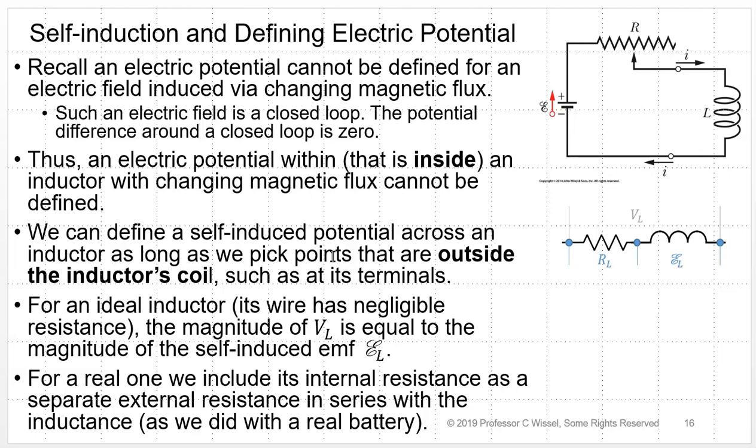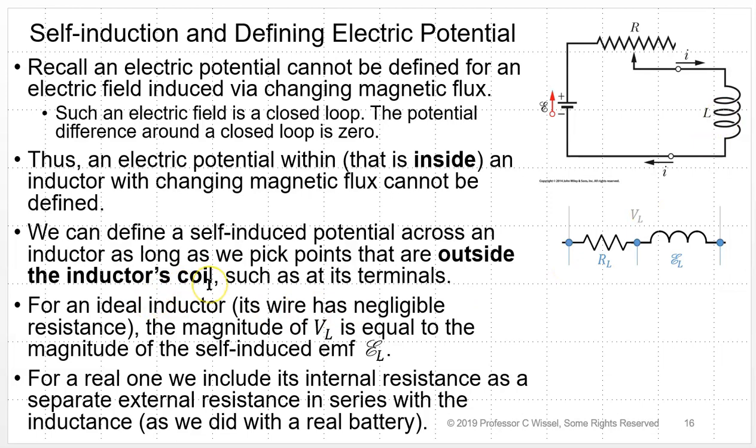Recall that an electric potential cannot be defined for an electric field induced via changing magnetic flux. Such an electric field is a closed loop. Potential difference on a closed loop, by definition, is 0. Electric potential inside an inductor with a changing magnetic flux cannot be defined. So you can't define this inside the coils of the inductor.